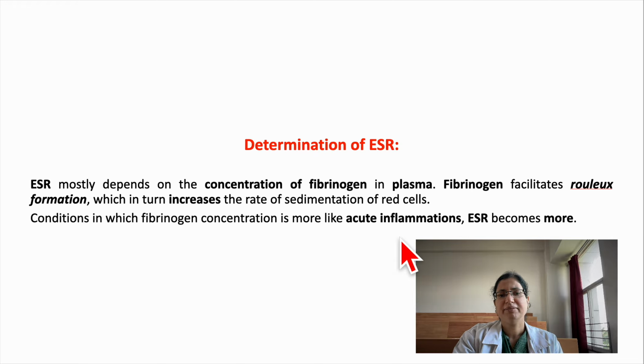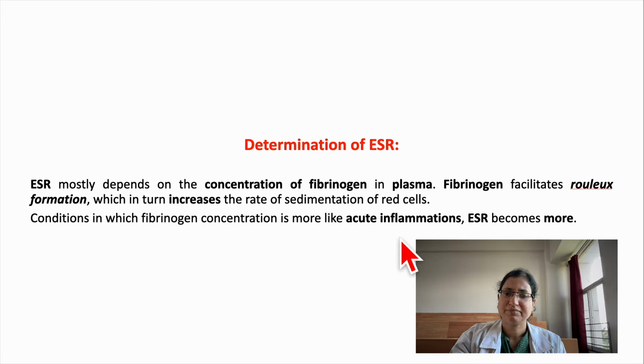Then, determination of ESR. What is ESR? It mostly depends on the concentration of fibrinogen in plasma. So, fibrinogen is also a plasma protein. Fibrinogen facilitates rouleaux formation, which in turn increases the rate of sedimentation of red cells. Whenever RBCs settle, they have a tendency to stick to each other and form a rouleaux, or pile of RBCs. This is called rouleaux formation.